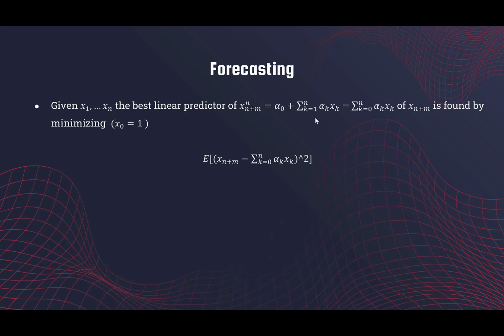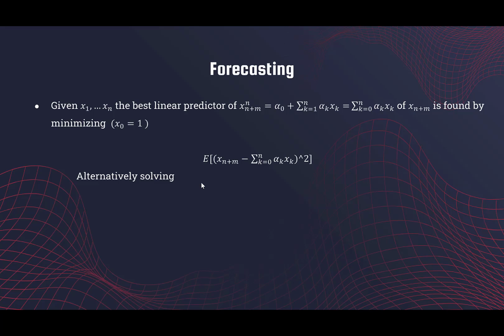Remember for the BLPs, we want to minimize the mean square prediction error, which is this. This is what we want to predict, x_{n+m}, and the predicted value of x_{n+m} will be this linear combination. So I have this here, and we want to find all of these alphas to minimize this error.